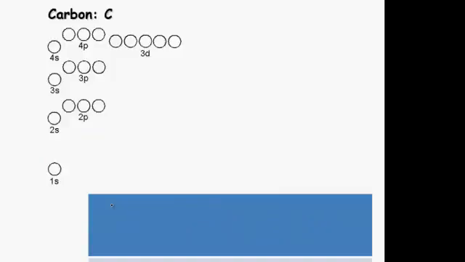Let's try carbon. Find carbon on the periodic table and go ahead and build your electron configuration and write it. Do your orbital diagram first, and it should look like this. So carbon would be 1s2, 2s2, 2p2. 1, 2, 3, 4, 5, 6. That's right.